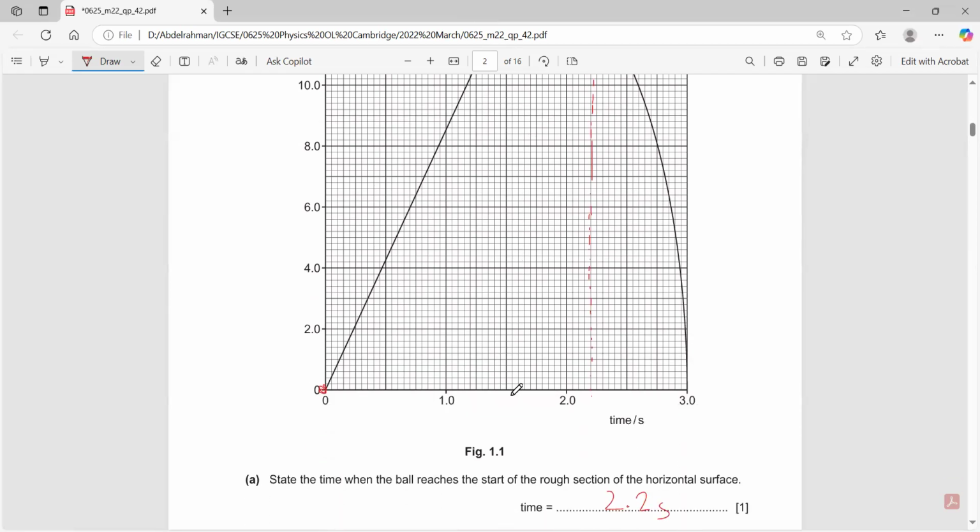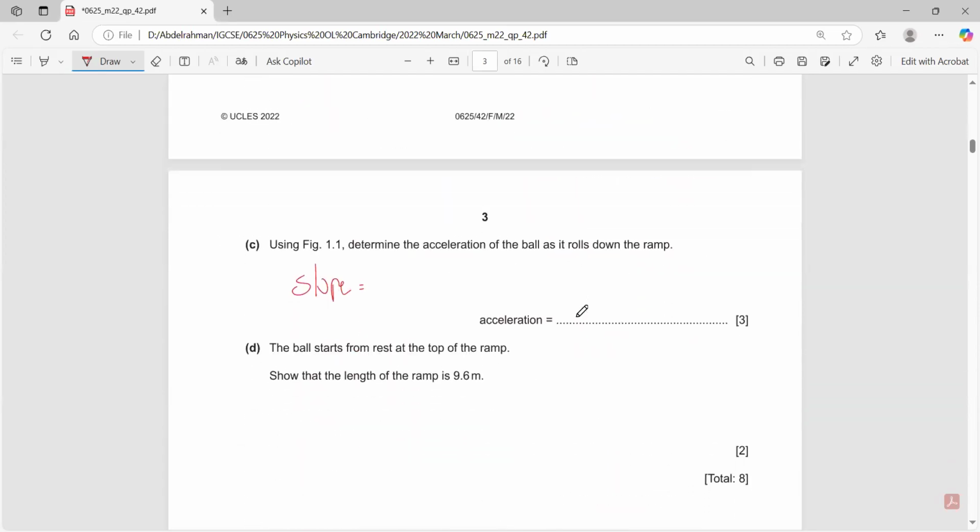So the first point would be 12.8 and 1.5, right? 12.8 divided by 1.5, which is 8.5 meters per second squared. Can I say 12.8 minus 0 over 1.5 minus 0? Yes, which is 8.5 meters per second squared.